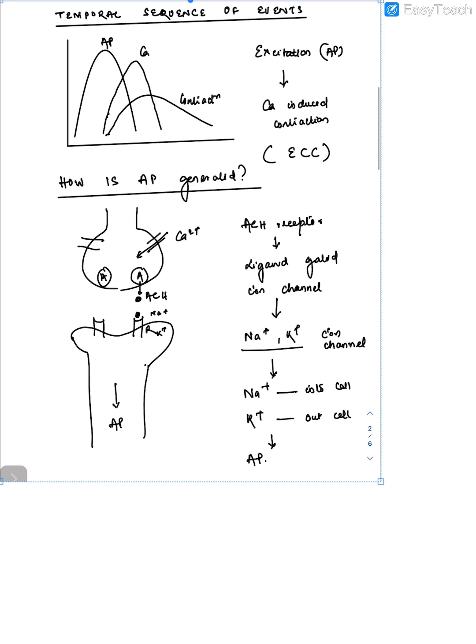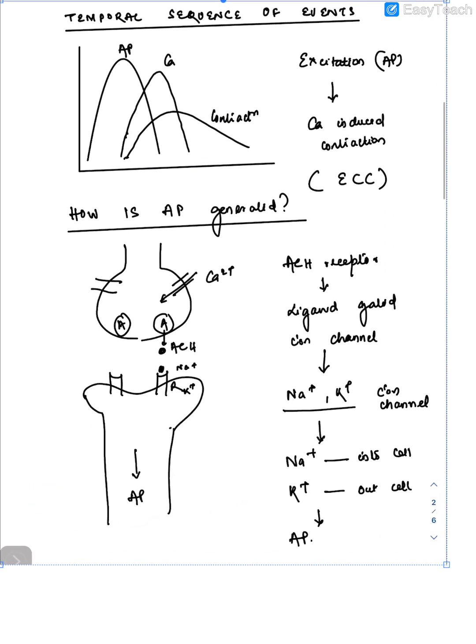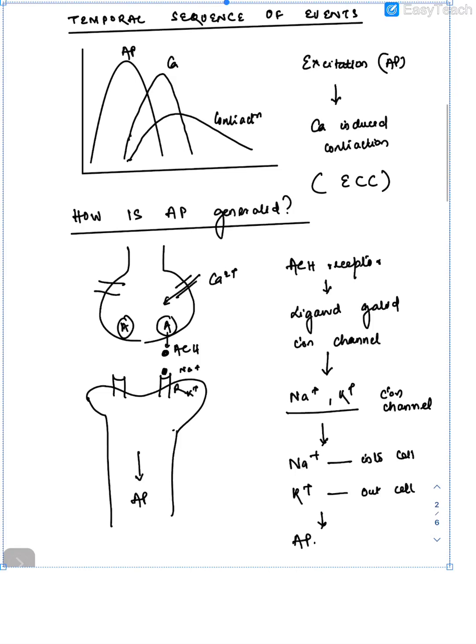For skeletal muscle contraction to happen, there is a temporal sequence of events. First of all, there is action potential generation. This is followed by an increase in intracellular calcium concentration, and then there is skeletal muscle contraction. This is the temporal sequence of events that lead to skeletal muscle contraction.